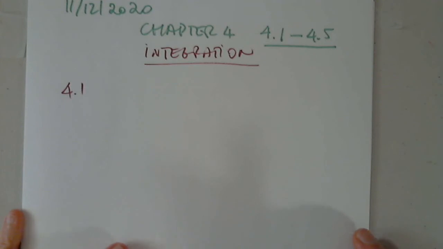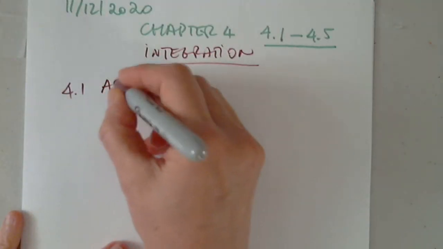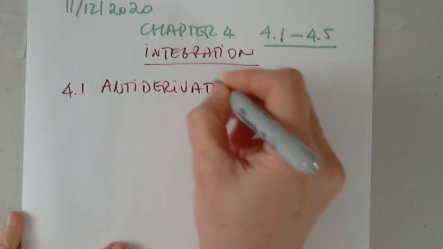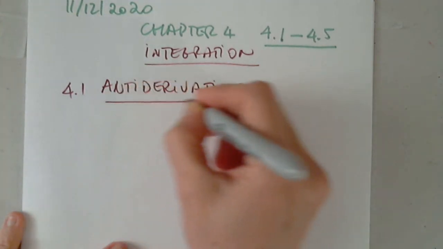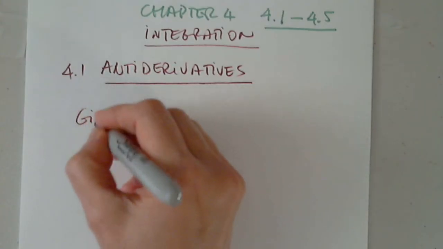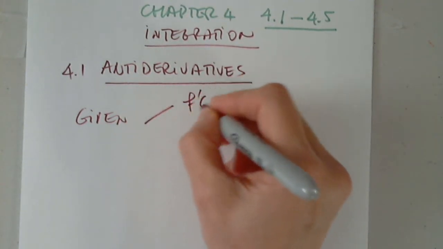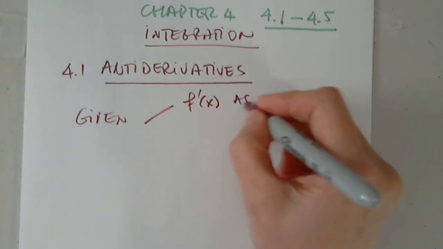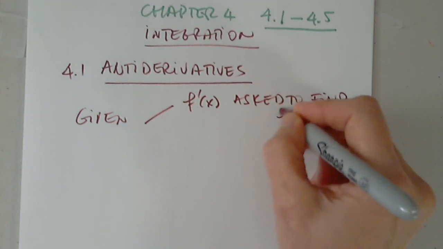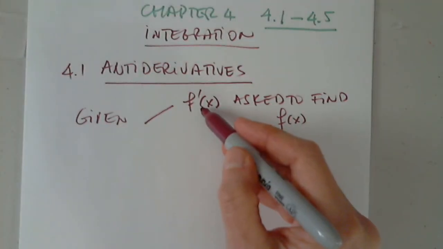It's up to you, of course, if you want to look ahead. So anyway, in 4.1, we're going to talk about antiderivatives. What are they? Well, one option is that we are given f prime, and we are asked to find the function that has this derivative.